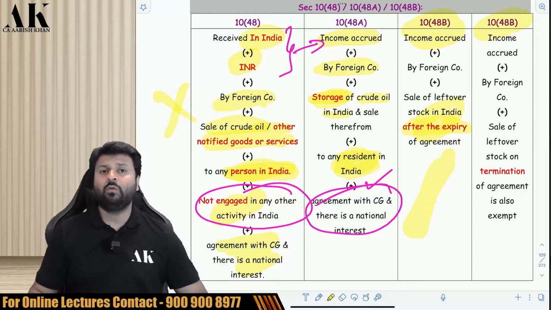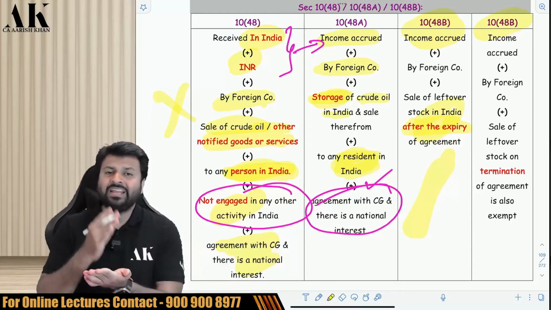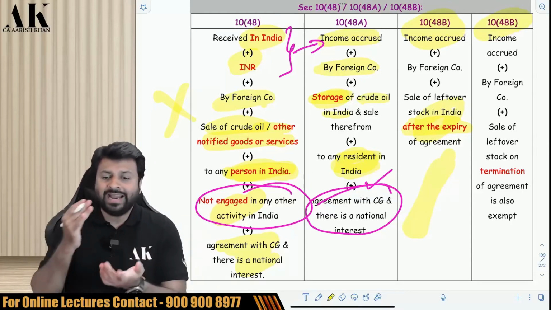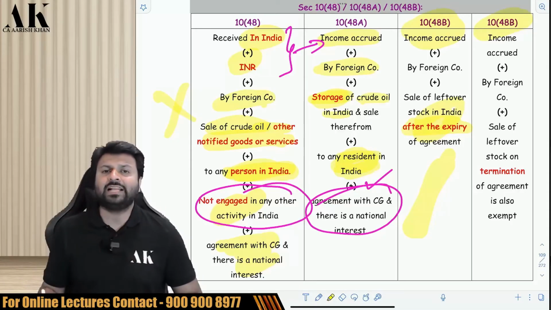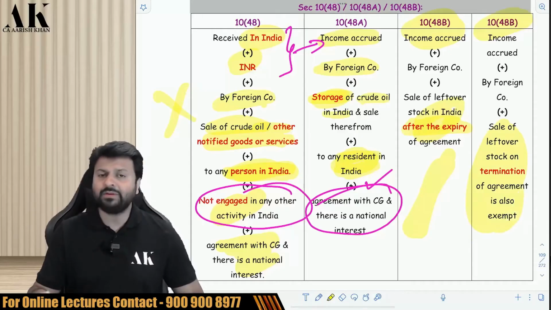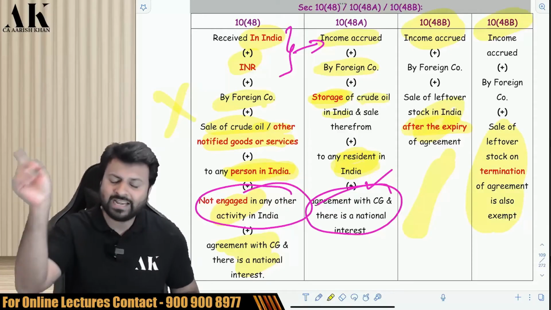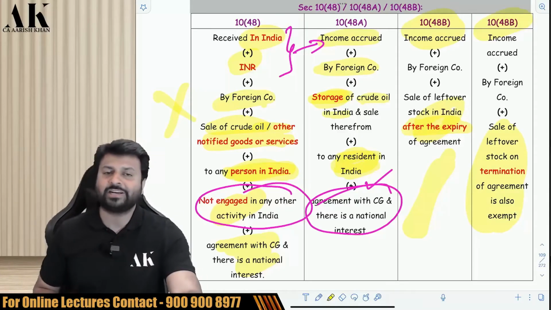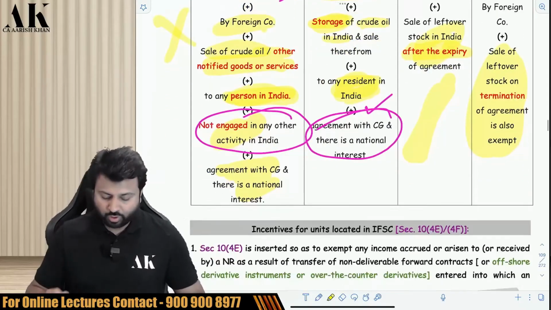Next. What if the agreement is for 5 years and I terminate the agreement within 2 years, and after the termination of the agreement I sell the stock, is it still exempt? Yes, if you terminate the agreement in between and sell the stock after that, then also it is exempt under the income tax law. Check it please.